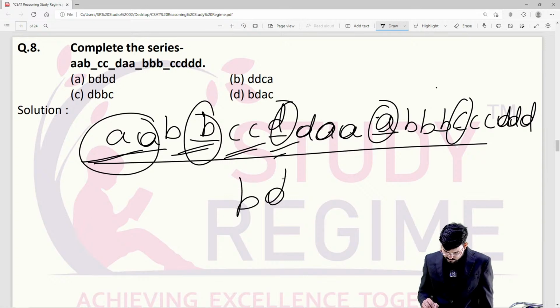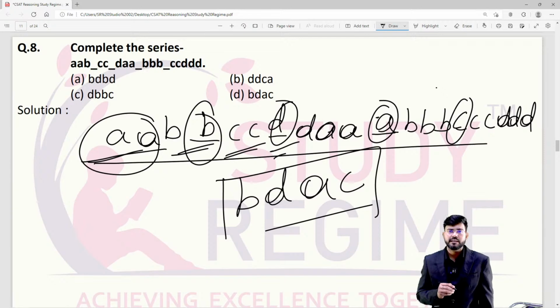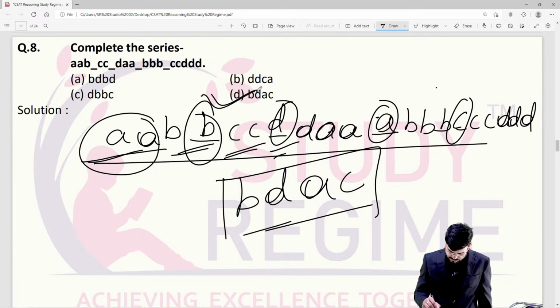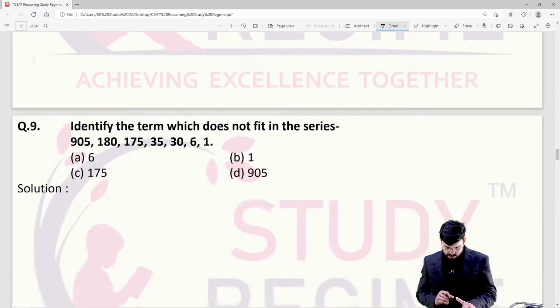B, D, C. The answer is B, D, A, C. Just check from the options. If you find a sequence, if that is there, your answer will be correct. From this question, question number 8, the answer will be D. Clear? Very easy. Let's move on with the next question.